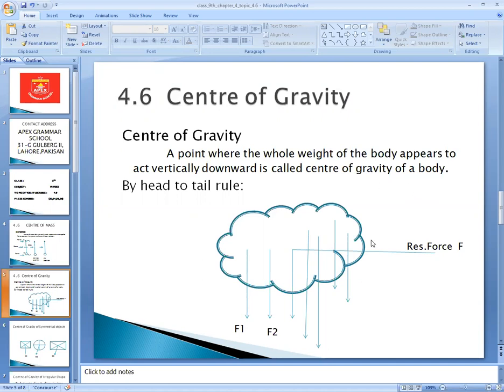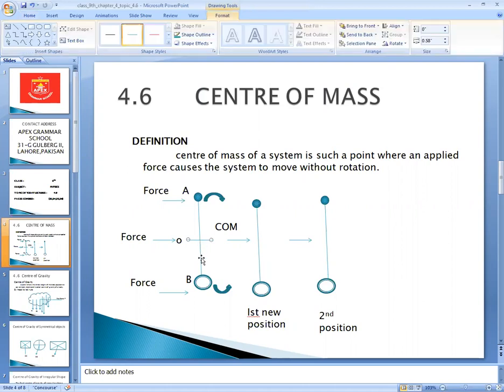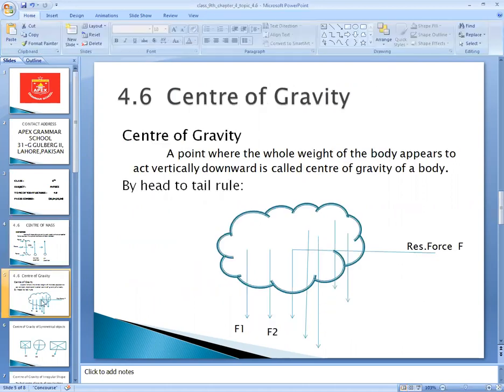In my first example, this is the center of mass. This is the only point where the earth's force is attracting. So center of mass is the point where the force of gravity, the force the earth applies on the body, is acting. This is the only point where the force of the earth is attracting.